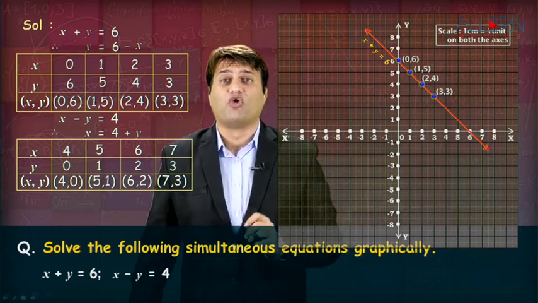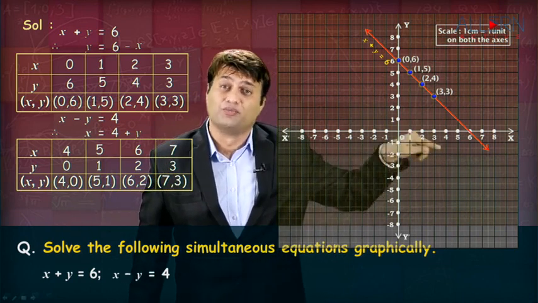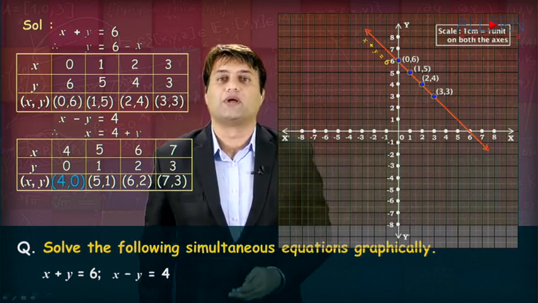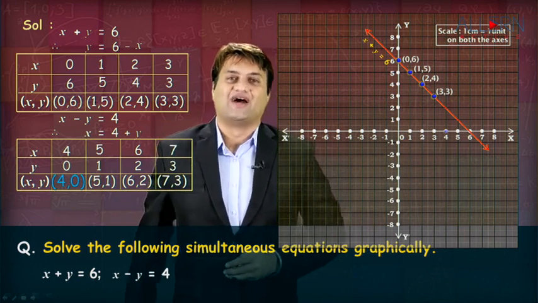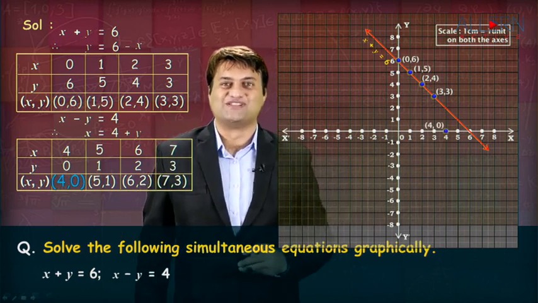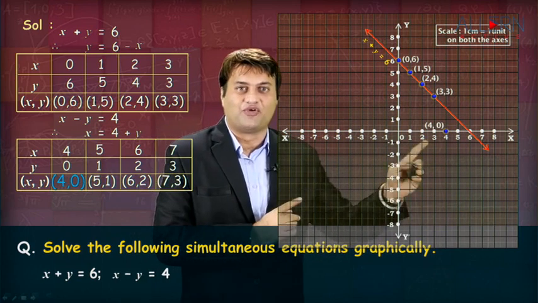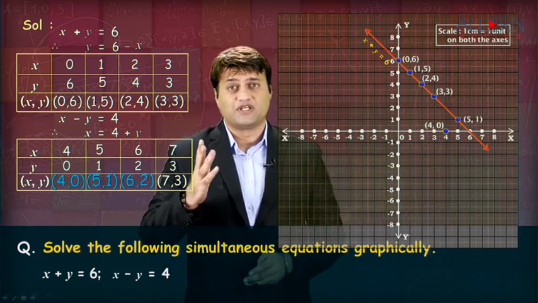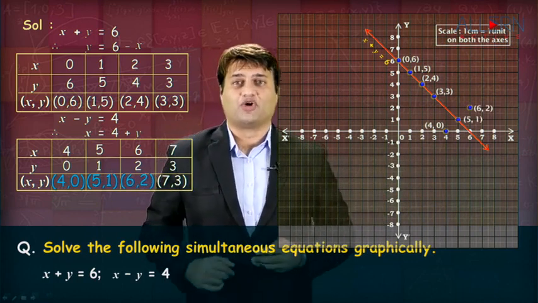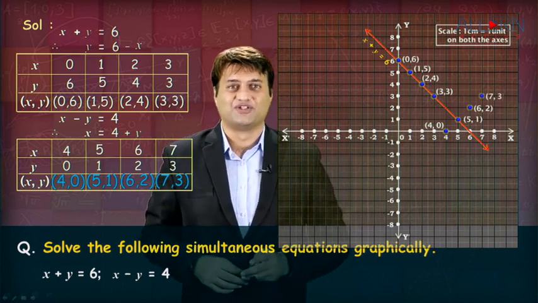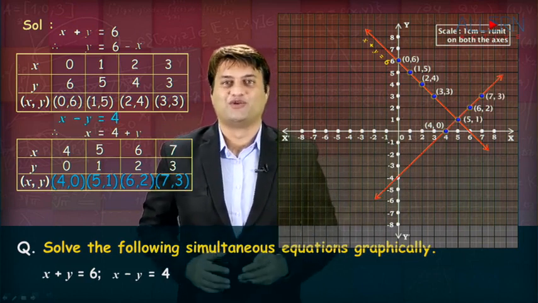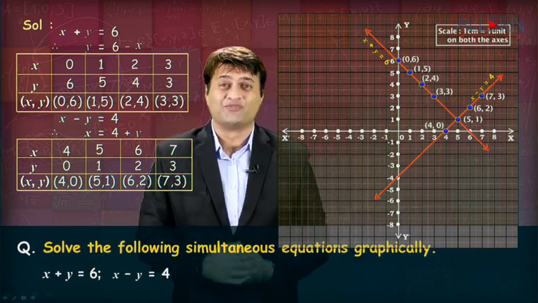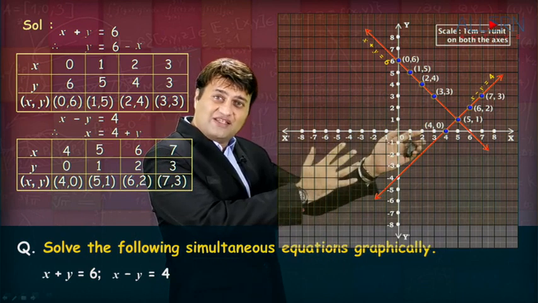The first point is 4, comma 0, because the x coordinate is 4 and y coordinate is 0. 4, comma 0 will be the point on the x axis, right? 5, comma 1, 5 on the x axis, 1 on the y axis, 5, comma 1 in the first quadrant. 6, comma 2 again in the first quadrant, and 7, comma 3 again in the first quadrant. Join them. Don't forget to write the equation on the line as written over here, x minus y is equal to 4. Now both the lines you got, you can see the point of intersection.